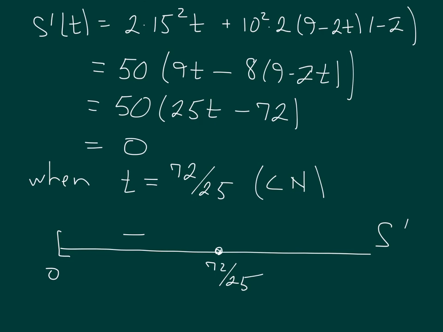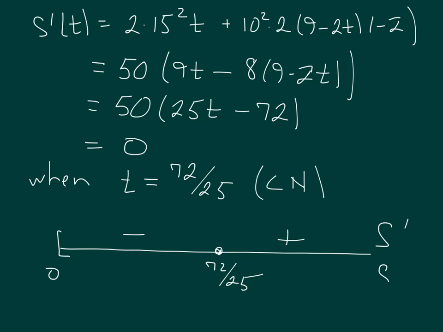So s prime is negative to the left of 72 over 25, and picking some t bigger than 72 over 25, such as 100, 25 times 100 is certainly bigger than 72. So when we form this subtraction, we get a positive number. S prime is positive to the right of 72 over 25.